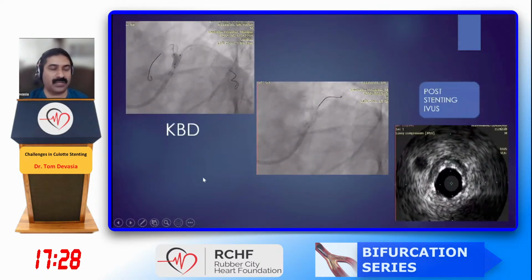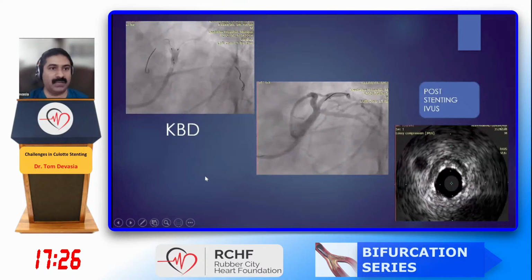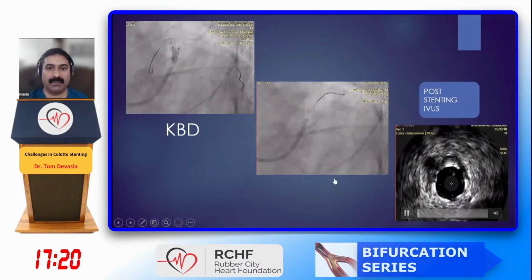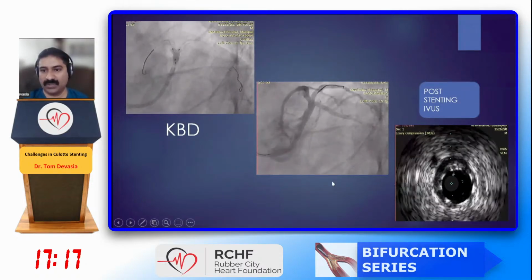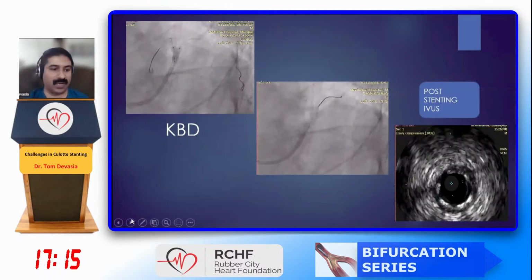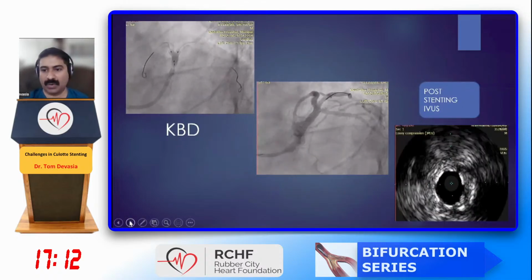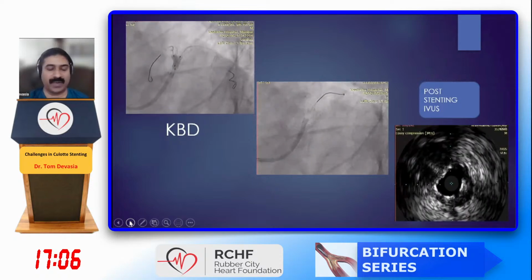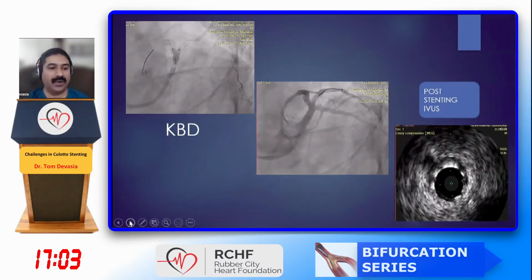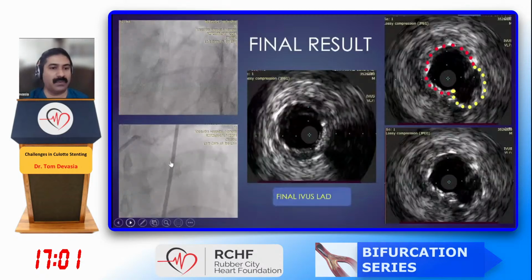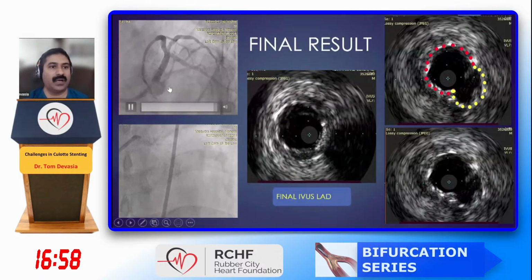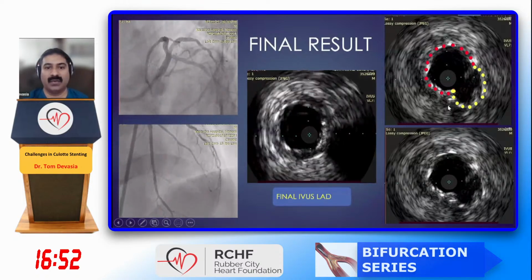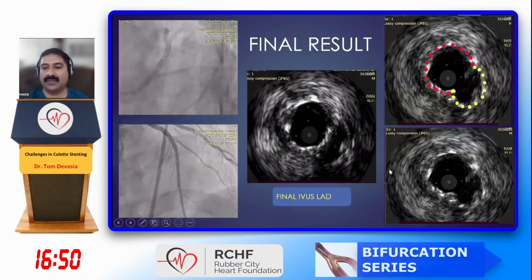Then we recrossed again on the LAD. We did serial balloon dilatations followed by a kissing balloon dilatation. And this is the angiogram in the end. And this was the post-stenting IVUS that showed fairly good expansion and a small amount of not so satisfactory expansion at the LAD ostium. However, the balloon dilatations were with 22 atmosphere balloons, and we decided to accept these results.